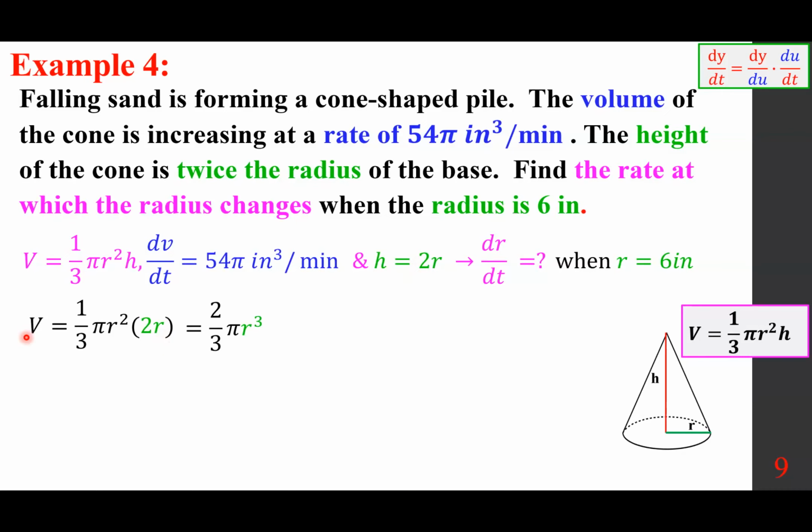Now we are going to differentiate this with respect to t. So this is dV dt. The right side, 2/3 pi is just a number. So 2/3 pi times what? r cubed becomes 3r squared dr dt. 3r squared dr dt.